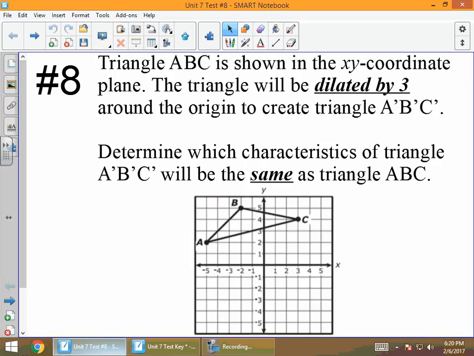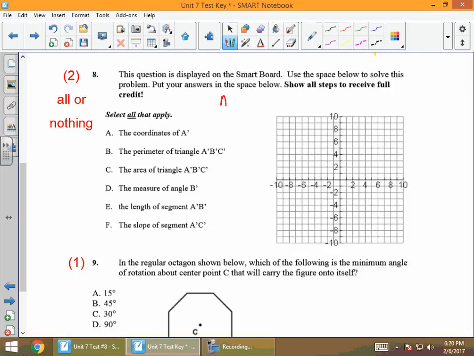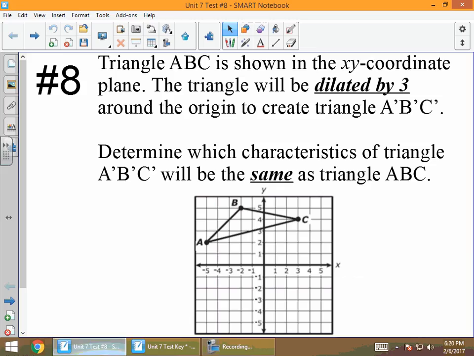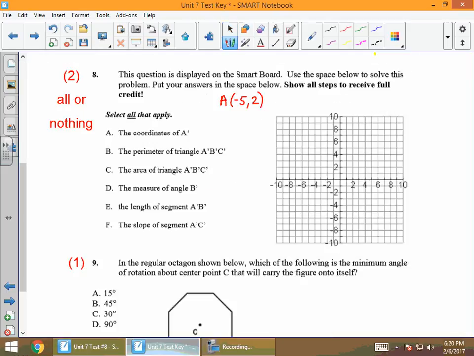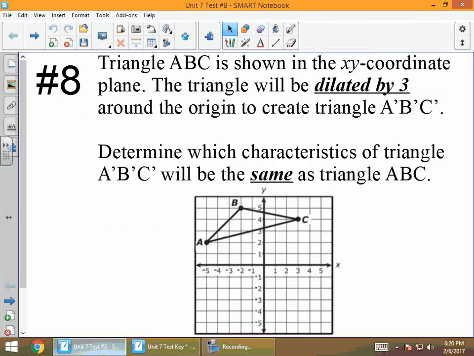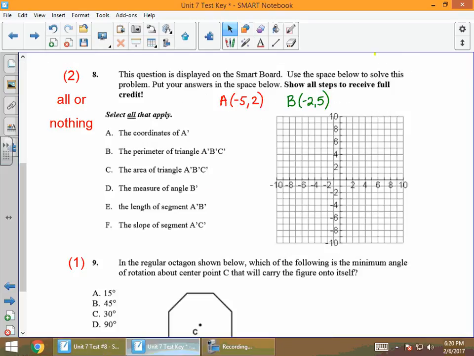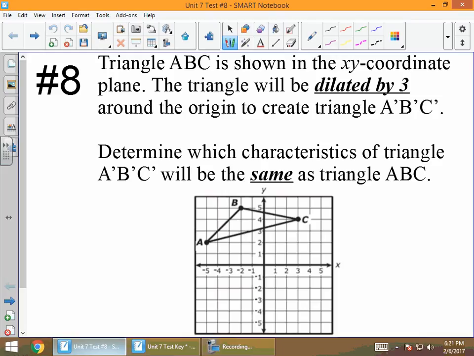So dilate by 3. The first thing I'm going to do is list these points. A is at negative 5, 2. B is at negative 2, 5. And you'll notice I'm writing a lot of things as I copy from the smartboard. C is at 3, 4. Because this is exactly how I would do this if I were the one doing this. And then this says that I'm going to dilate by a factor of 3. As I go back here, it says that it will be dilated by 3.